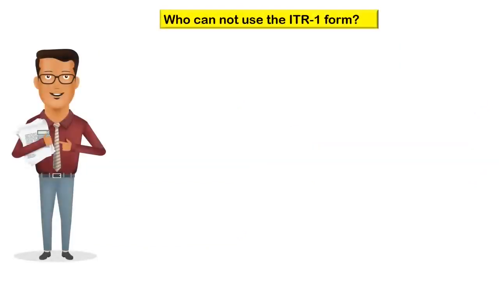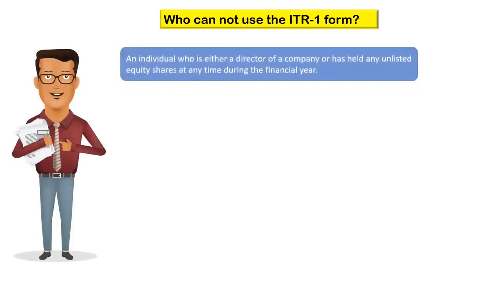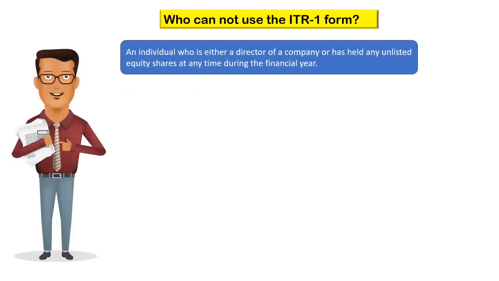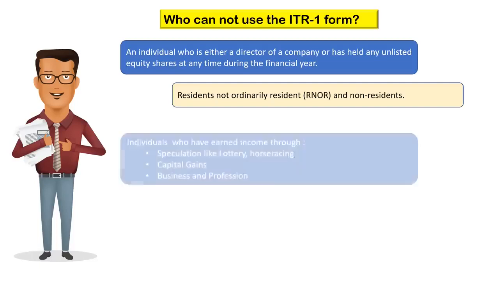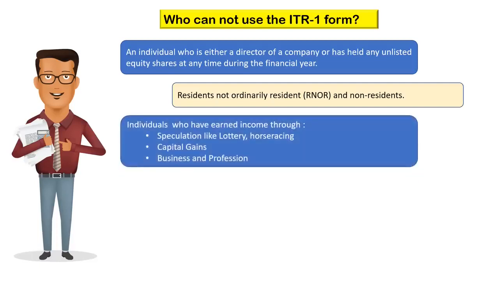Form ITR-1 cannot be used by an individual who is either a director of a company or has held any unlisted equity shares at any time during the financial year. The form cannot be used by resident and not ordinarily resident individuals or non-residents. Further, individuals who have earned income through speculative sources like lottery and horse racing, capital gains or income from business and profession cannot use ITR-1 form.